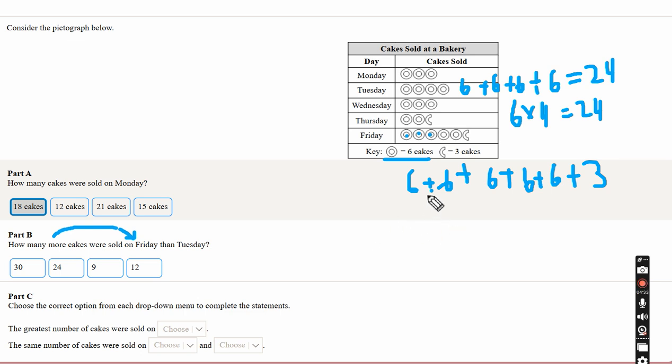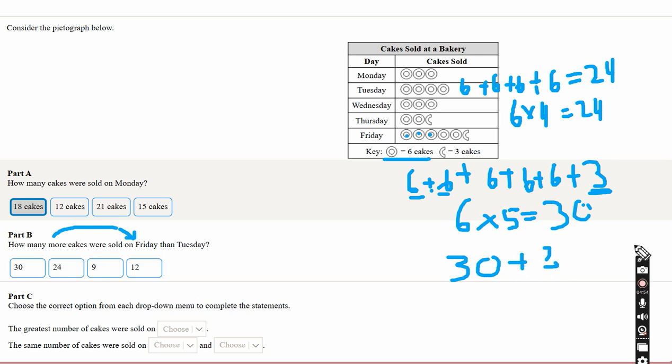Now here, you cannot multiply it. It's better to add. But you can also multiply it. How? This number, 6, is being repeated how many times? 1, 2, 3, 4, 5. So 6 times 5, right? And the answer that you get is 6 times 5 is 30. Then you can add this number that's different from all the rest. 30 plus 3, which is 33. Now Friday has more cakes than Tuesday. So we'll subtract that.